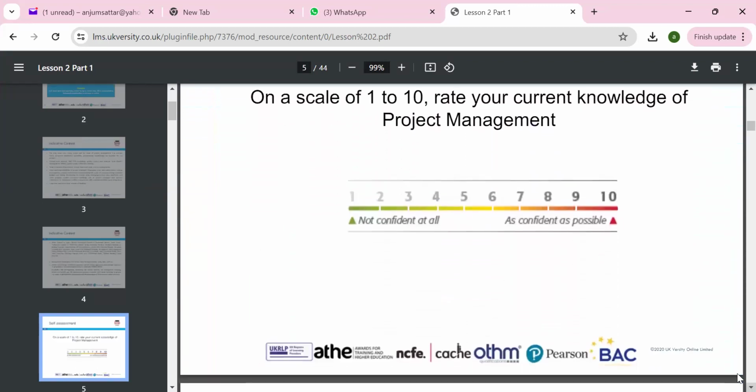Now think about, on a scale of 1 to 10, what is your current knowledge of project management? What have you learned? Do you know MS Project? Have you ever used MS Project in Microsoft? Have you ever managed a project? If not, what do you know about project management itself? That's quite crucial, and we need to look into it.